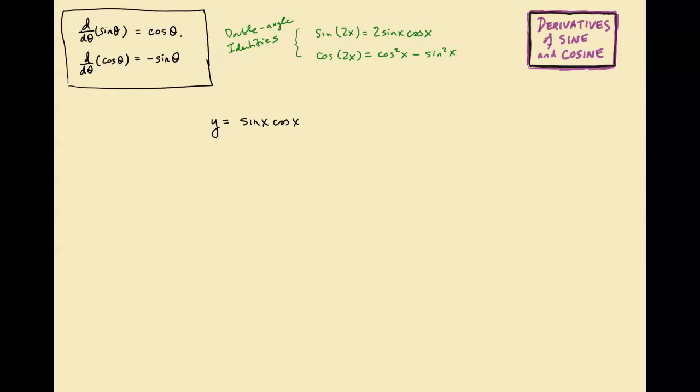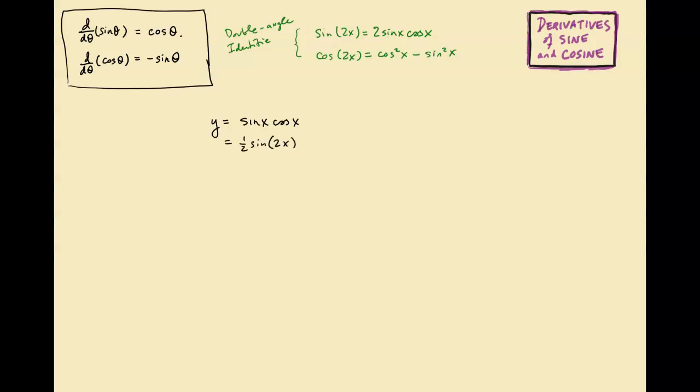Once they're in there, the expression sine x cosine x should make you think of this double angle identity for sine, because sine x cosine x is a prominent part of it. It is half of the right-hand side, which means that it must be half of the left-hand side. So I can say that this expression right here is equal to half of sine 2x.